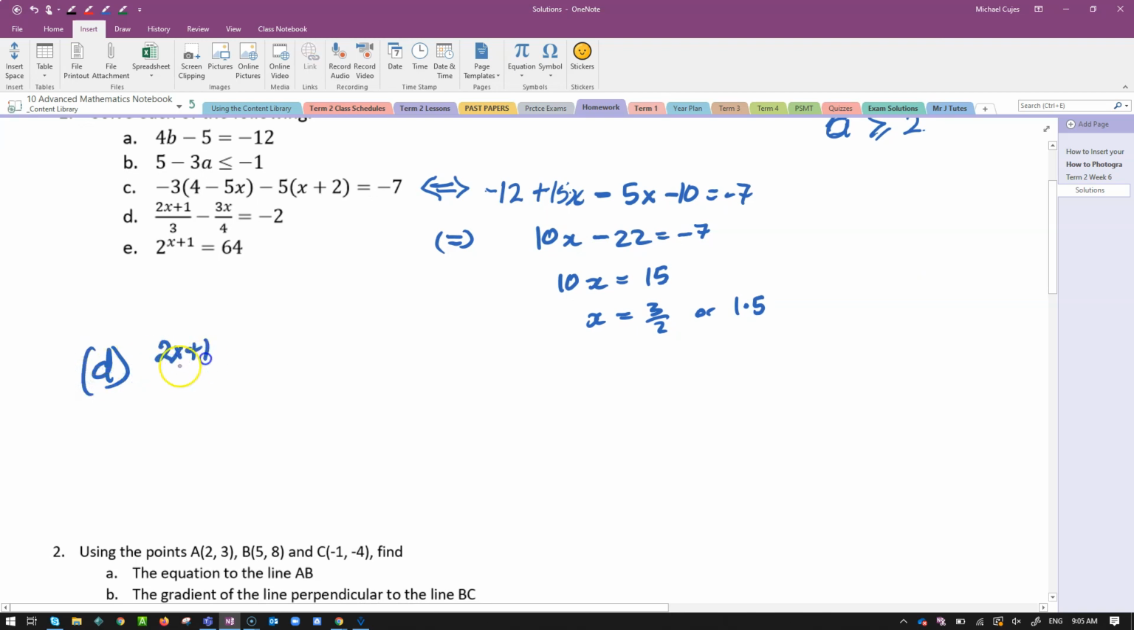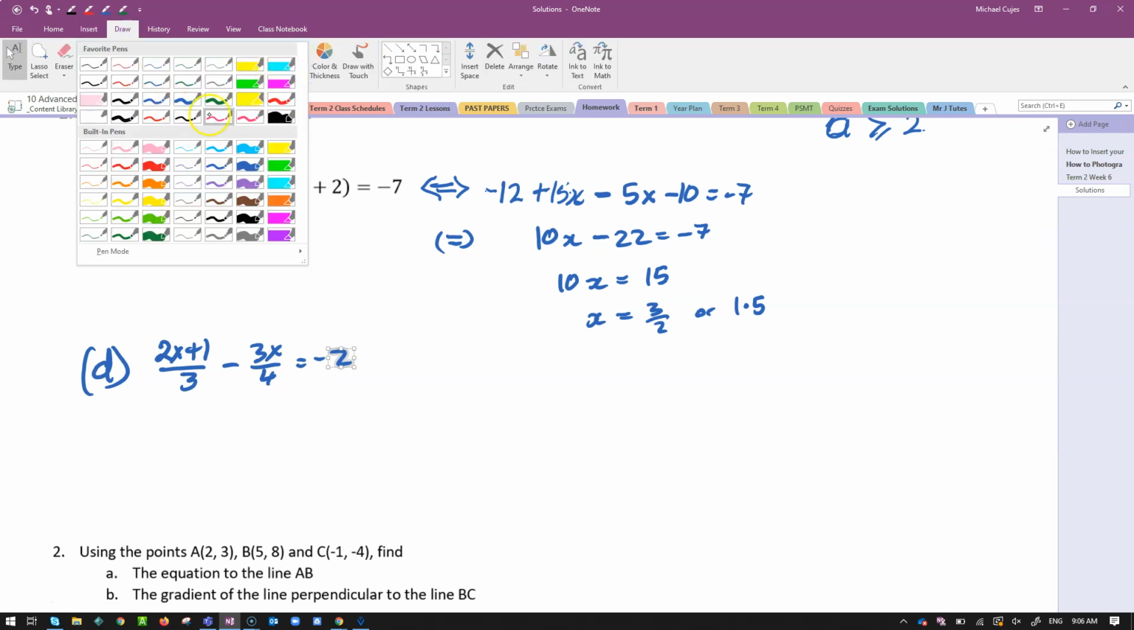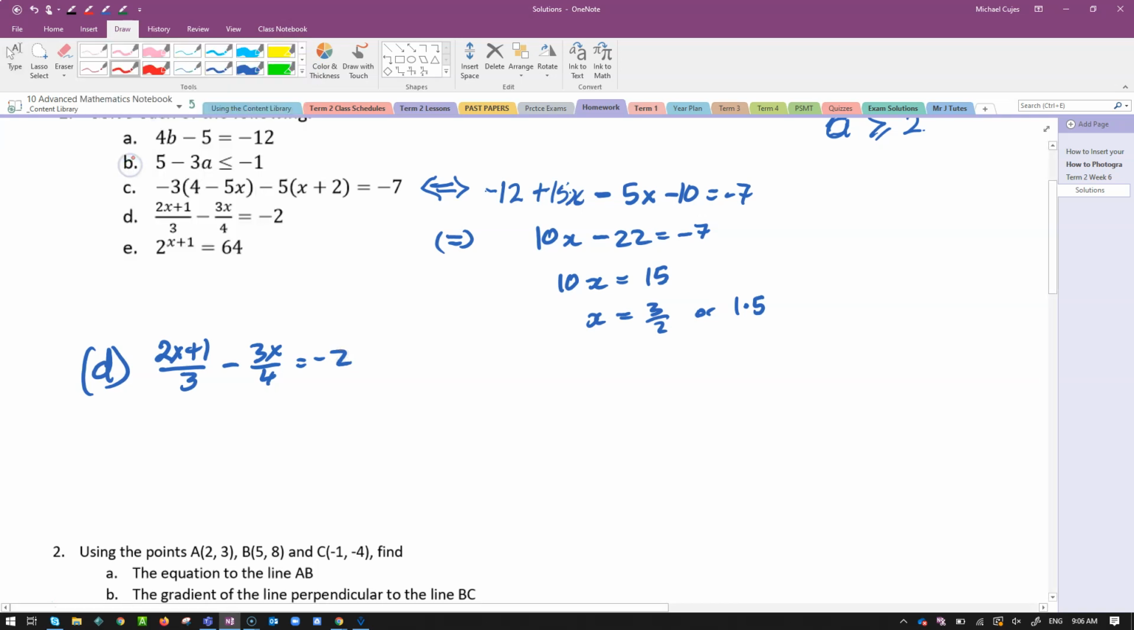2x plus 1 divided by 3 minus 3x divided by 4 equals negative 2. I think this was about the first lesson of the year where I tried to impress this upon you. I'm going to go through it again, though. What's the best way to deal with these ones? You want to get rid of that denominator as quickly as possible. I'm going to multiply by 12. That's going to make my life easier.